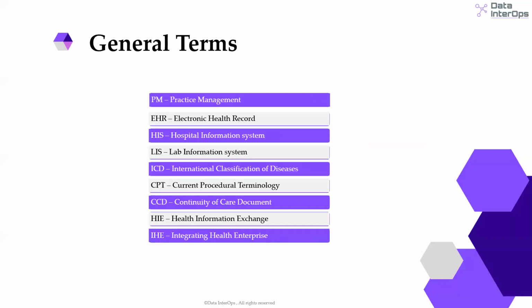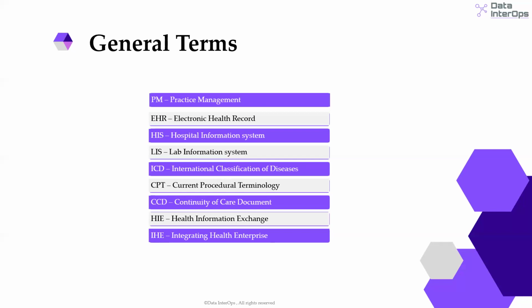So there are a few general terms that we need to understand before jumping into the actual training, because we will be using these acronyms a lot down the line, not just in this session, but throughout the entire training. PM or PMS is practice management software or practice management system. This application is used by the front-end staff or the receptionist to register patients, schedule appointments, manage the billing, and so on. Next, you have EHR, which is electronic health record. This is the clinical software that is used by doctors, nurses, and all the clinical staff to record the patient clinical data.